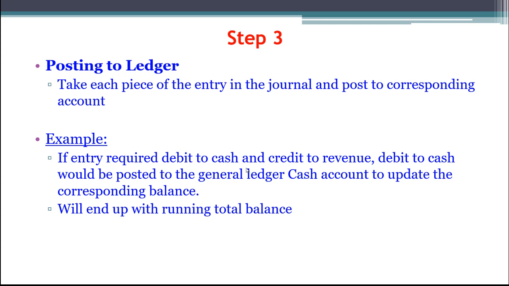As an example, if a particular entry required us to debit cash and credit revenue, what that would basically mean is that we earned revenue and collected cash right away. Later on, you'll get more used to that. But the point is, the debit to the cash account would be posted to the general ledger cash account to update the corresponding balance. As we'll see later, a debit actually increases cash, so now we know we have more cash. And you take a look at all the debits and credits that have happened to cash, and you end up with a running total balance.